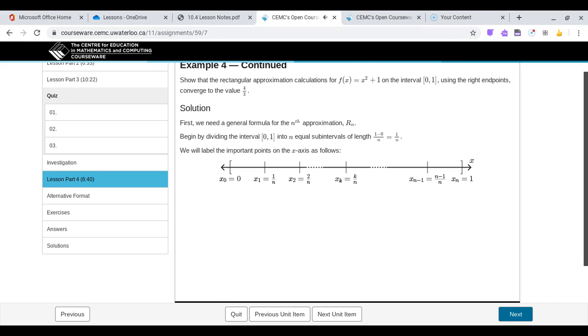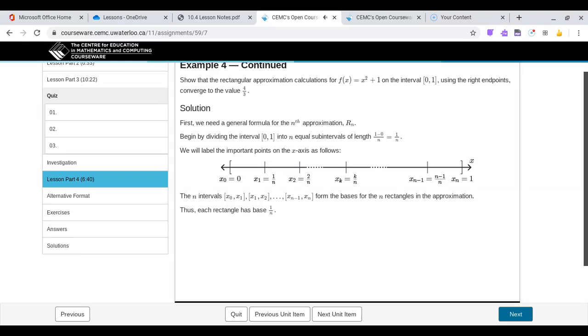Let's label the important points on the x-axis as follows. Well, x0 is our left endpoint, which is 0. x1 is going to be 1/n to the right of x0, so x1 is equal to 1/n. And so on, we get x2 equal to 2/n, xk is equal to k/n, all the way down to xn, which is the right endpoint, which is equal to 1. So now these n intervals, x0, x1, x1, x2, all the way down to the nth interval, xn minus 1, xn, form the bases for the n rectangles in our approximation.